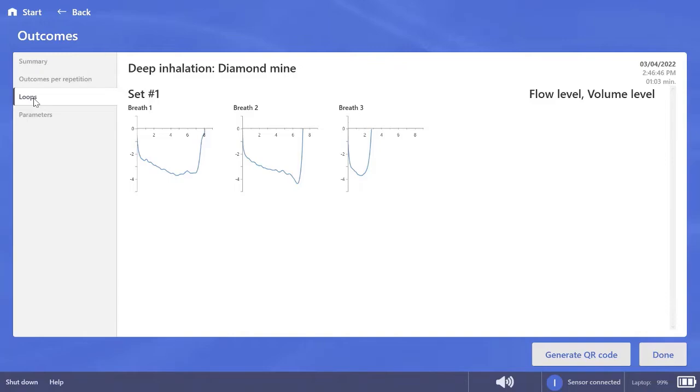We don't have the full volume, and so it does not stretch across the x-axis very far. This is something that the clinician can use as a teaching point for the patient.